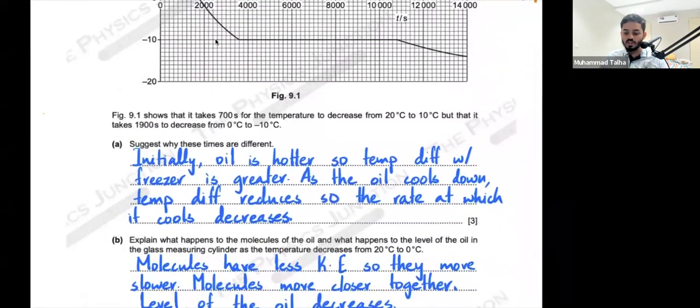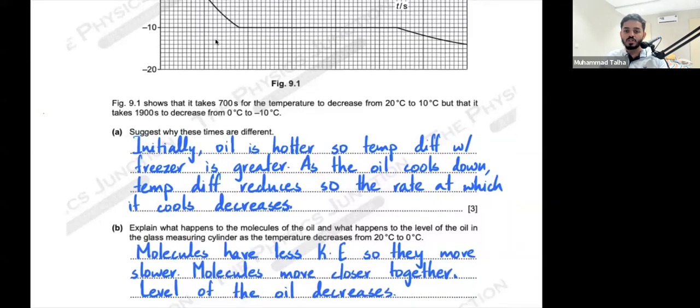So the answer to this one is that initially oil is much hotter, so the temperature difference with the freezer is greater. And as the oil starts to cool down, the temperature difference also goes down. So the rate at which it cools decreases, right? How can you remember this in terms of a simple example? For example, if you go out and play and come back into an air conditioned room, you feel the coldest first because the temperature difference with the room is the greatest. But afterwards, you don't feel as cold because the temperature difference has gone down.